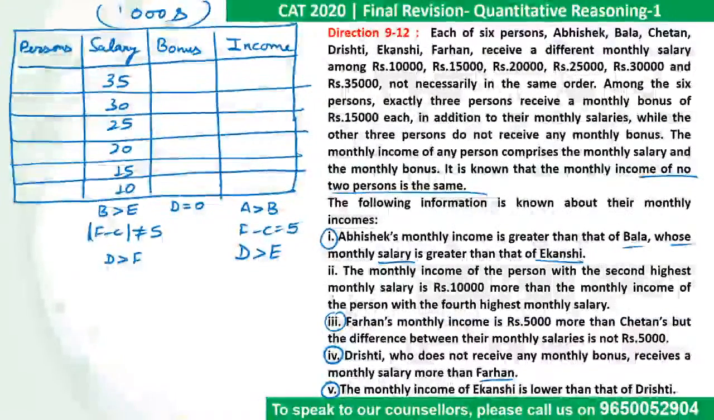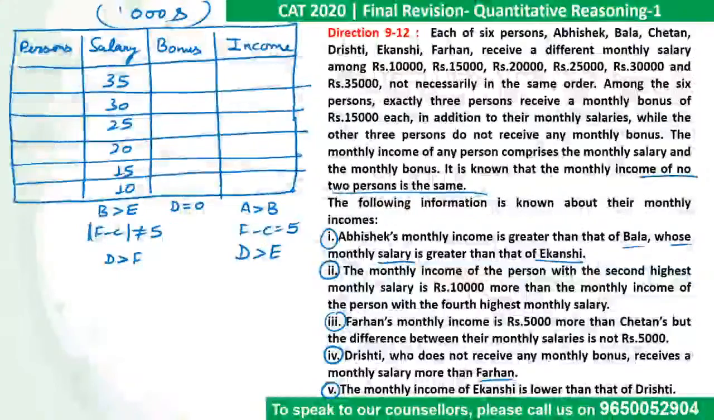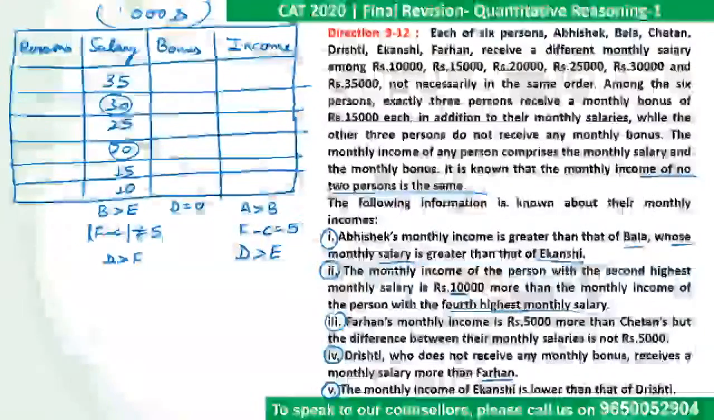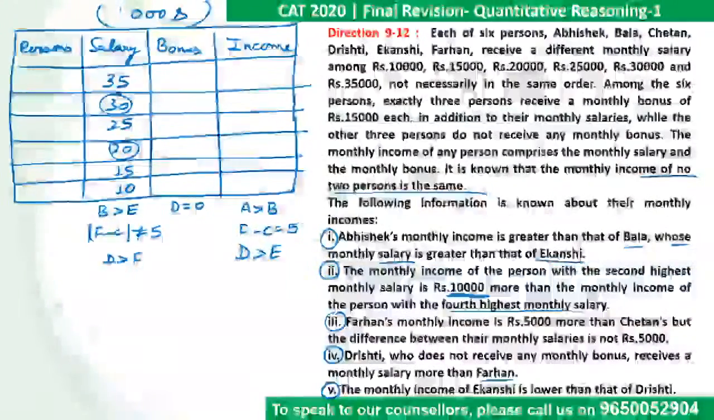Okay, Bhaskar. Okay, Vikram. Anyway, second point. They are saying the monthly income of the person with second highest monthly salary, which means the person who was earning 30,000, is 10,000 more than the monthly income of the person with fourth highest salary. The fourth highest is 20,000. So can I say difference between their salaries is 10,000. So difference in their income is also 10,000. That's what they are giving us.